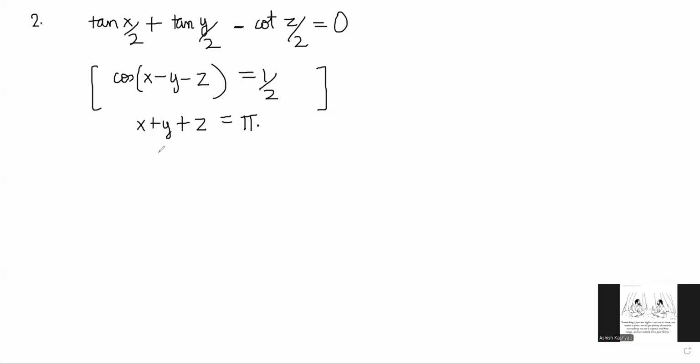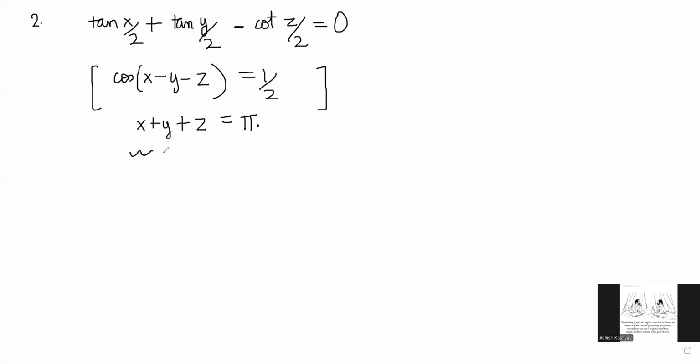Like we have learned in trigonometric equations, x plus y plus z equals pi, so it can't be greater than what? The angles cannot be negative. It can. My z was coming negative.